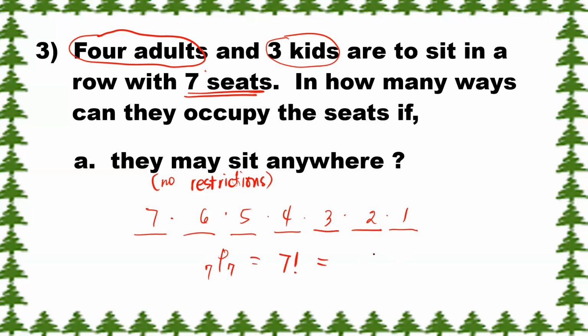And 7 factorial is equal to, what is 7 factorial? 5,040. So meaning here, there are 5,040 ways they can sit or occupy the given seats. Clear? That is when there is no restriction, or like this one, where they may sit anywhere.